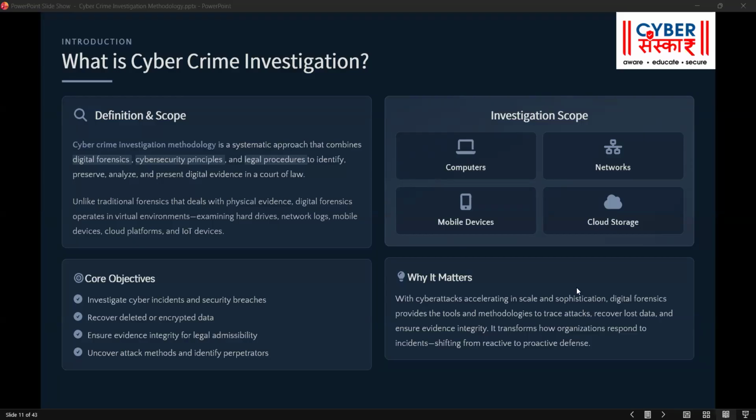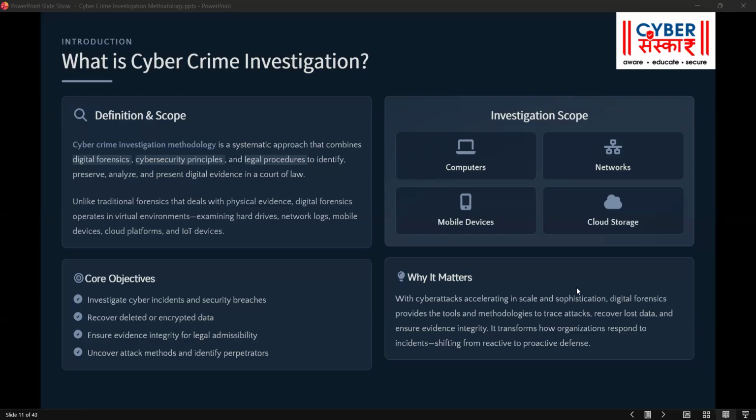Firstly, the objective is to investigate cyber incidents and cyber breaches. Second, recover deleted or encrypted data. Third is to ensure evidence integrity for legal admissibility, and uncover the attack methods and identify perpetrators.